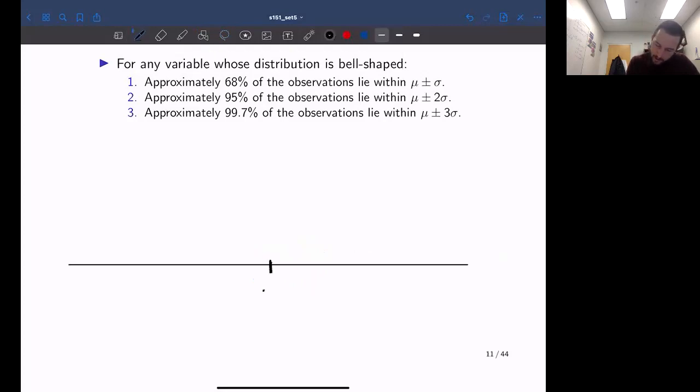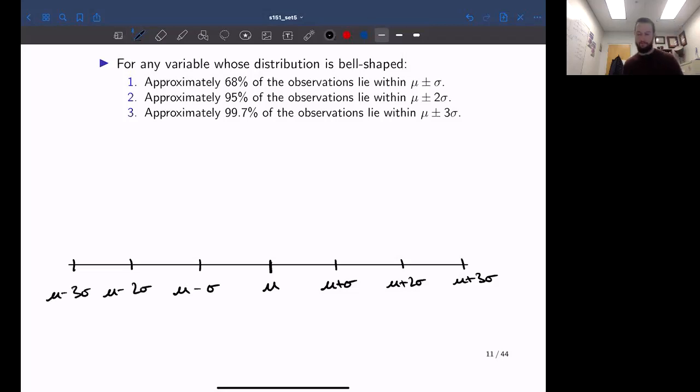At the middle of the axis, I'm going to put mu. And then I'm going to mark standard deviations from the mean at approximately equal distances. So this is going to be mu plus sigma, mu plus 2 sigma, mu plus 3 sigma. This is going to be mu minus sigma, mu minus 2 sigma, mu minus 3 sigma. Okay, so I'm moving one standard deviation away from the mean.